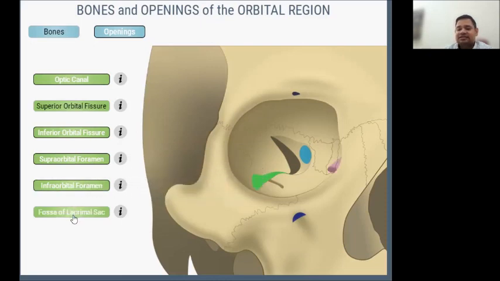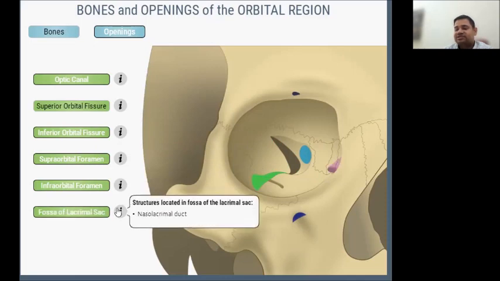Next, there is the fossa of the lacrimal sac. This part you can see in the lacrimal bone. You can see the fossa of the lacrimal sac, and the structure which is located here is the nasolacrimal duct. The nasolacrimal duct is the part of lacrimal drainage through the lacrimal sac to the inferior meatus of the nasal part. Okay, so this is the nasal duct.